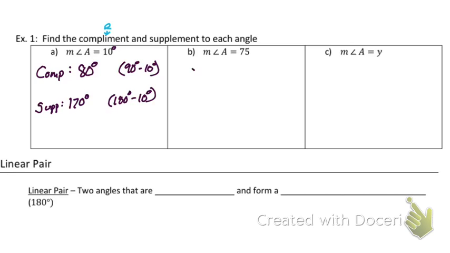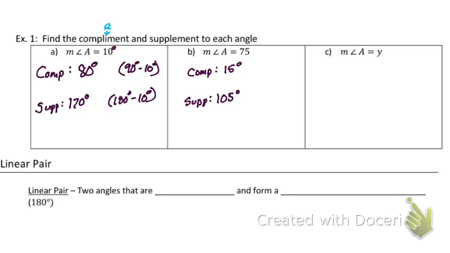Same thing here. So when I'm looking for my complement, I'm looking for an angle that added to A equals 90 degrees. In this case, it's 15 degrees. 15 plus 75 equals 90. The supplement, on the other hand, needs to add up to 180. In this case, it's going to be 105 degrees. 105 plus 75 equals 180.